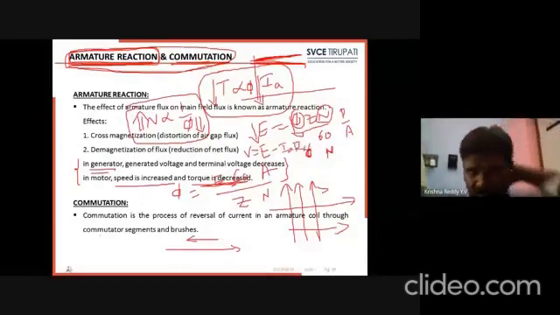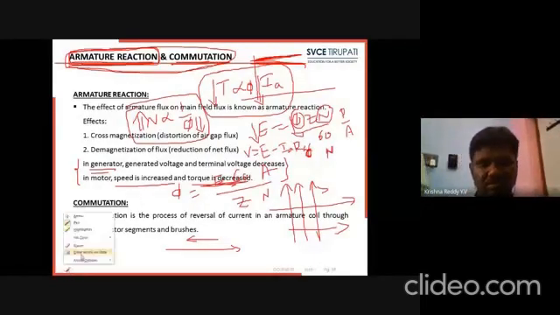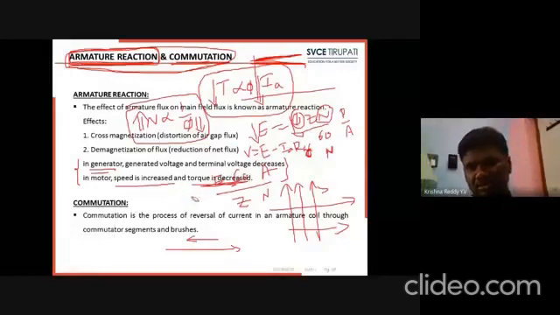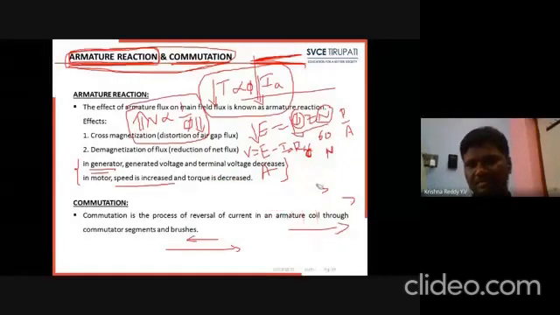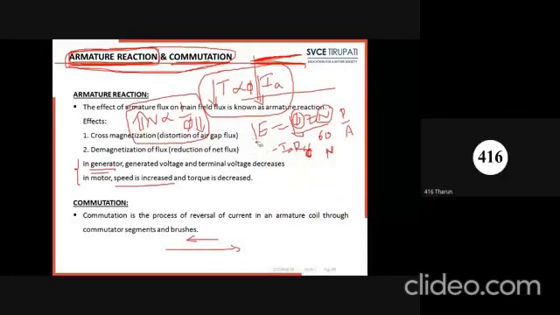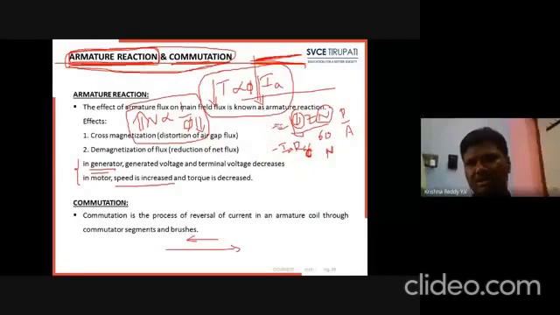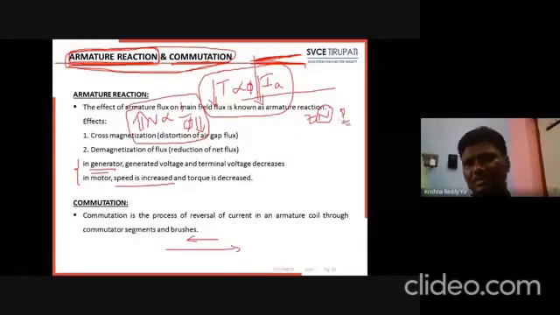Now the next definition: what is commutation? Now how can we collect the current from the armature conductors? With the help of brushes and commutator. The brushes and commutator are both connected on the armature shaft. These two are used for collection of armature current from the armature conductors.